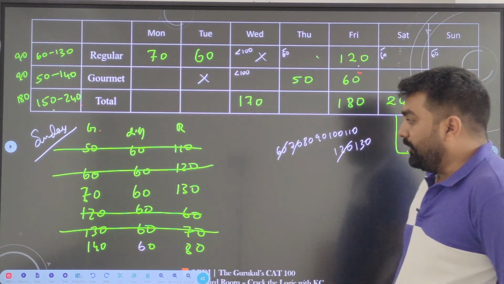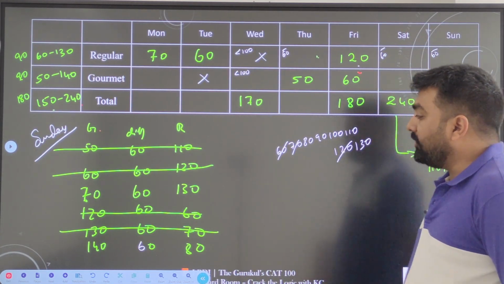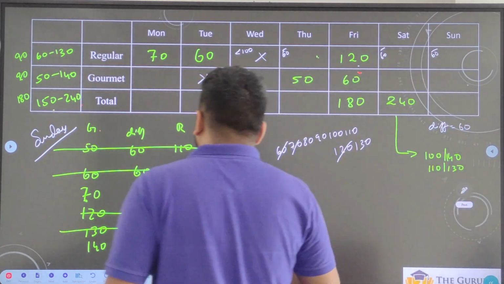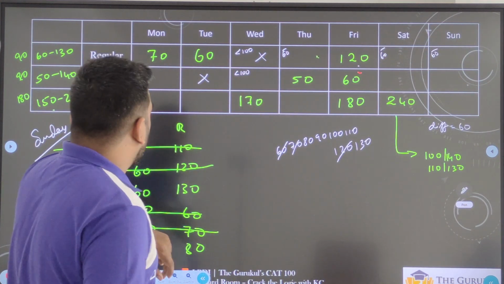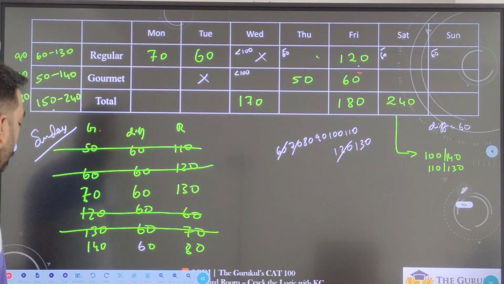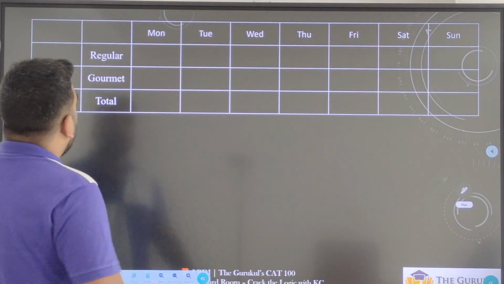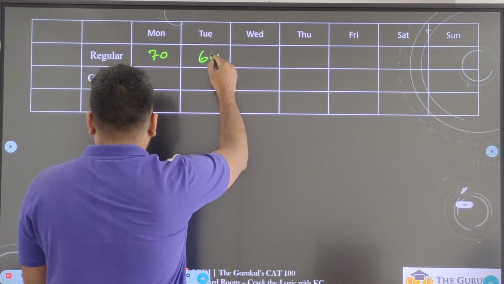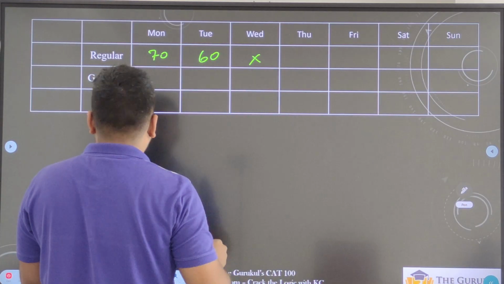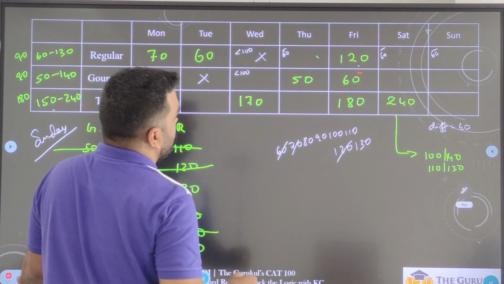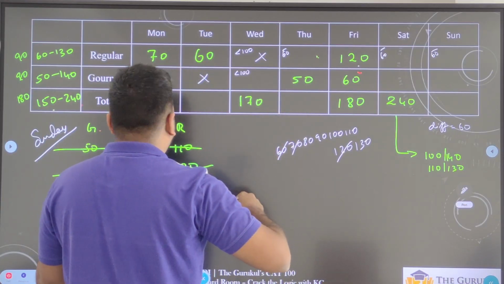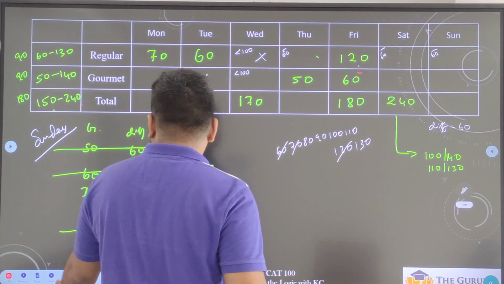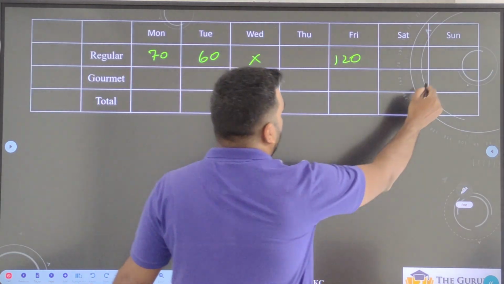Now if you pause it here, regular we have two cases, 130 and 80. Let us split the cases. The same problem will have regular on Sunday as 130, regular on Sunday as 80. Let us write two cases. So Monday is 70, this is 60 and this is X. Sorry, just a second. Thursday and Friday, Friday is 120 and Saturday we don't know. Sunday regular we are keeping it as 130.